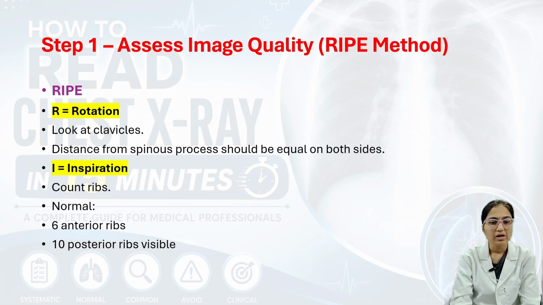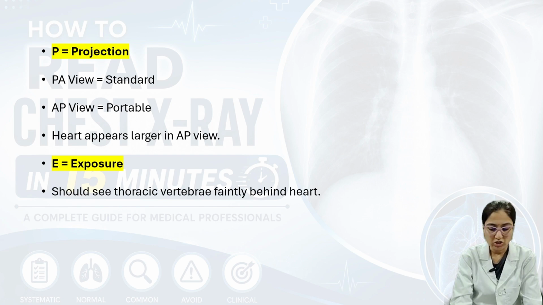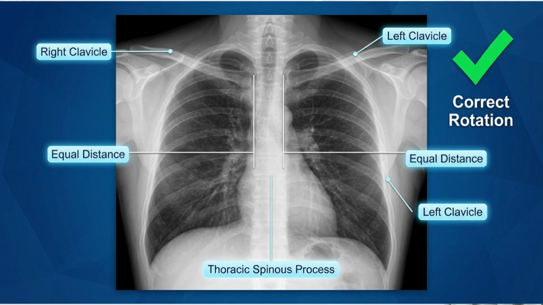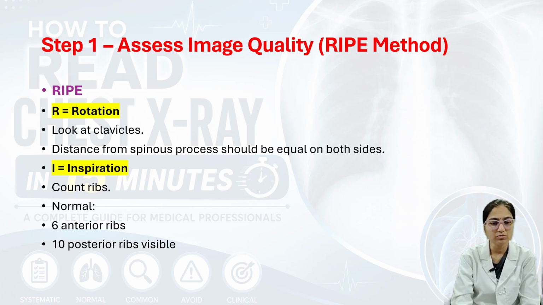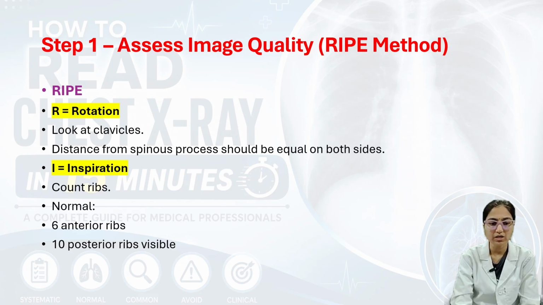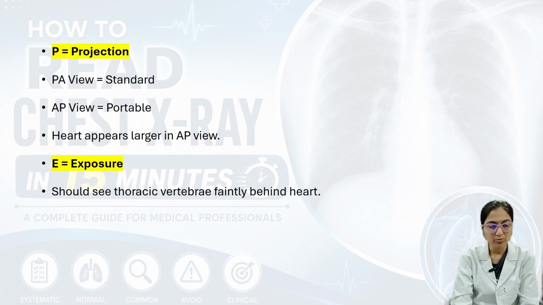Next, we'll see how to assess image quality, the right method. That is rotation, inspiration, projection, and exposure. We'll discuss it. First, rotation. Look at the clavicles, and the distance from the spinous process should be equal on both sides. Next is inspiration. Here, you need to count ribs. Normal is 6 anterior ribs and 10 posterior ribs visible.